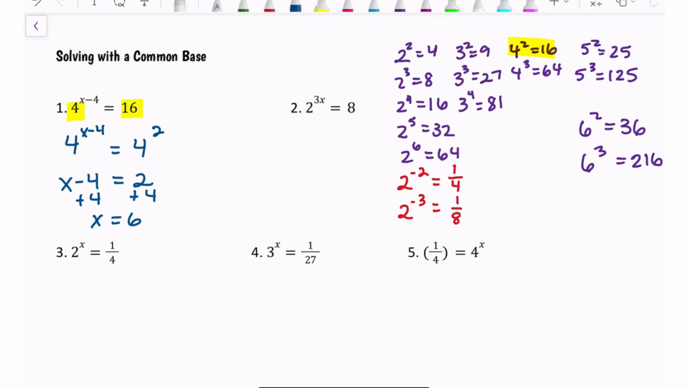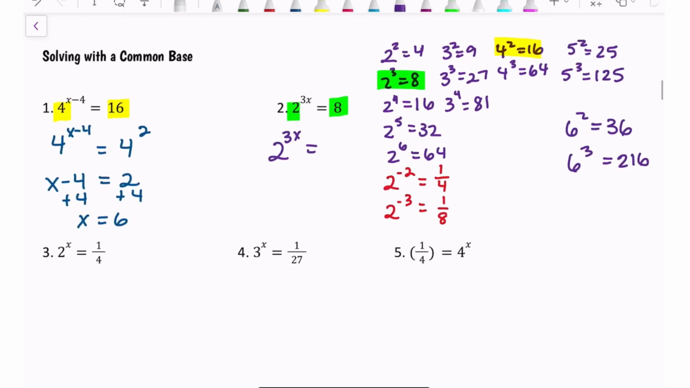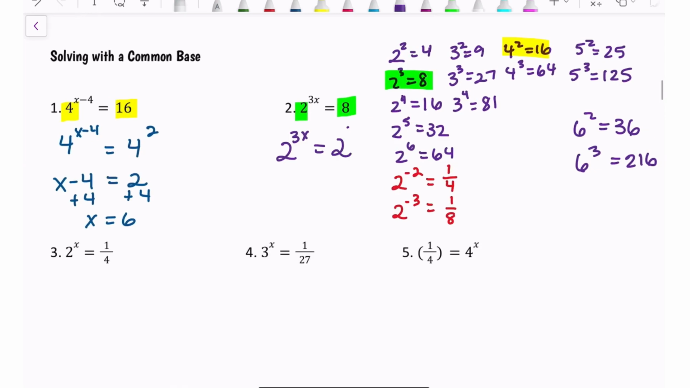All right, so I'm going to do number 2 now. I'm looking at my base 2. I want to see if there's a way I could rewrite 8 with a base 2, and there is right here. And so I'm going to rewrite this problem as 2 to the 3x is equal to 2 to the third. Now, once I have the same base, I drop the bases, set the exponents equal to each other. 3x is equal to 3. Divide by 3 on both sides, and x is 1.